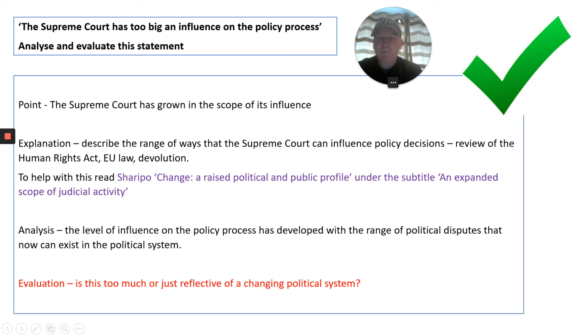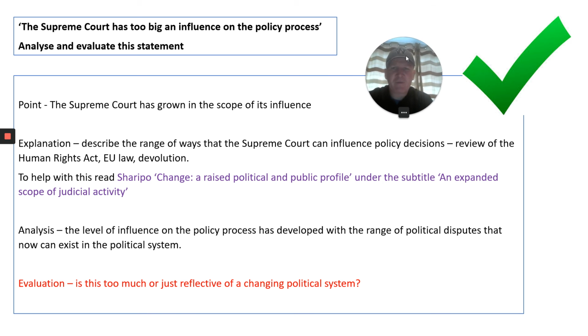You've looked at Macnaughton. Now we're going to look at this question. The Supreme Court has too big an influence in the policy process. Analyse and evaluate. And what we're going to try and do is construct this particular paragraph. You're going to have a go at it, send it to me by next week, and we'll see if we're moving along in the right direction. See if your construction is correct, see if your understanding is in the right place.